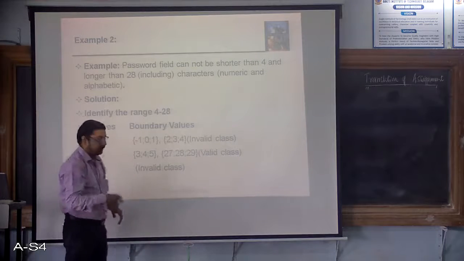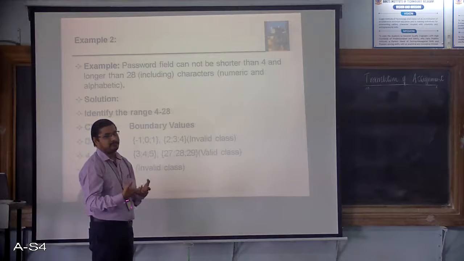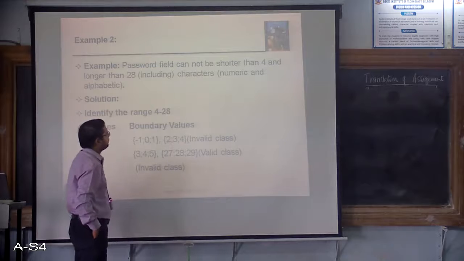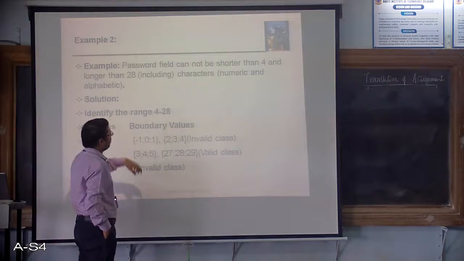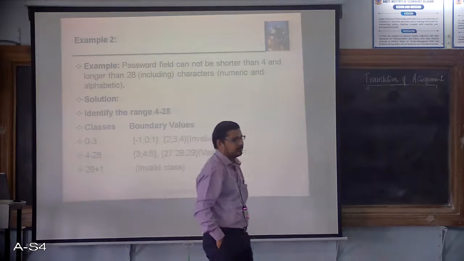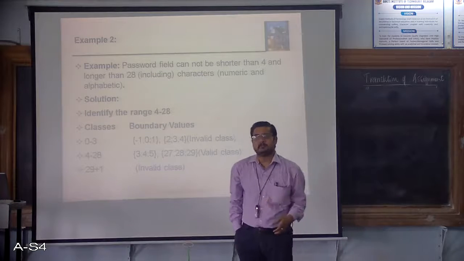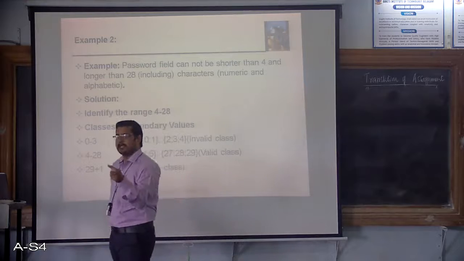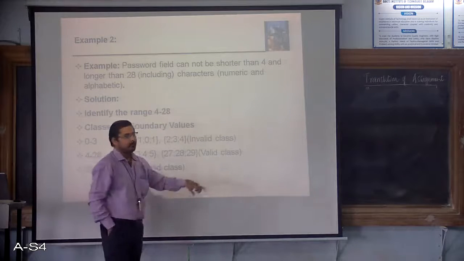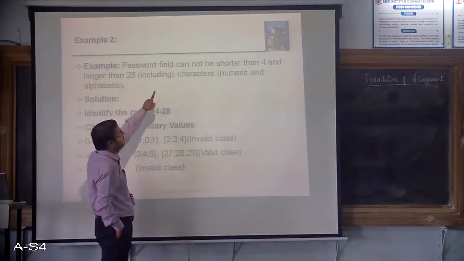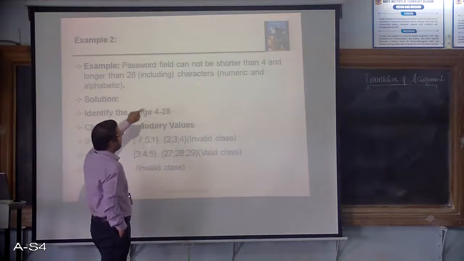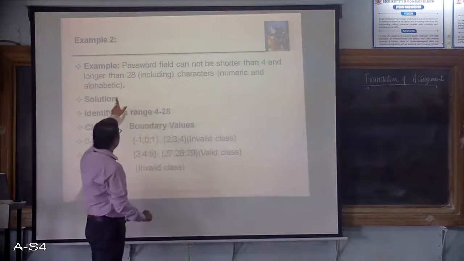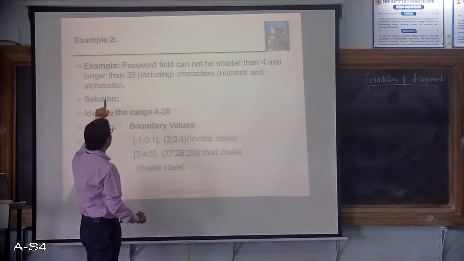So here we'll study how to define minimum and maximum value for a password field that cannot be shorter than 4 and longer than 28 characters, numeric and alphabetic. Here, whenever you want to design a GUI, graphical user interface, first we have to create the authentication phase. In that, we have to check whether the given password is correct or not. So the condition is the password field cannot be shorter than 4, meaning it does not lie between 0 to 3, and not longer than 28.